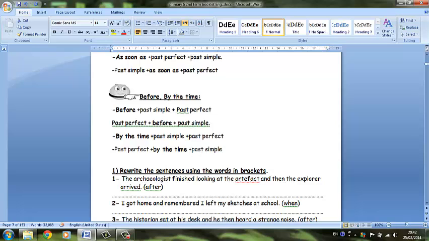To make it easy for you, you can say that after before and by the time, I always put the past simple. And by the time, it's the same here. With when, I said after when, I use the past simple.